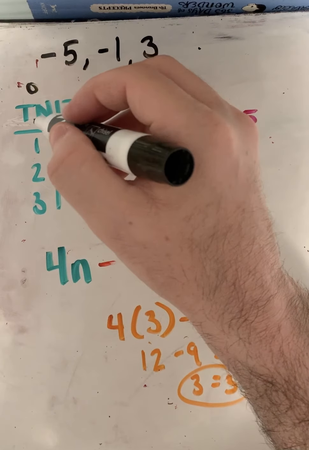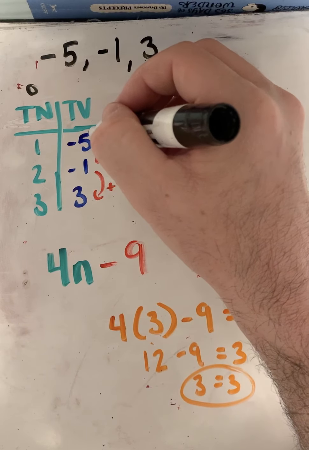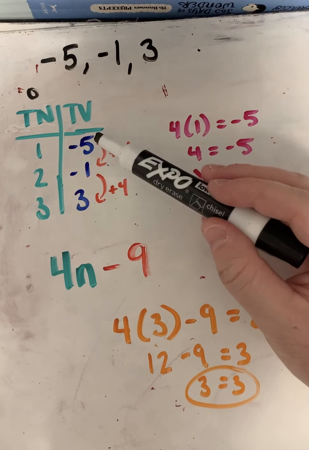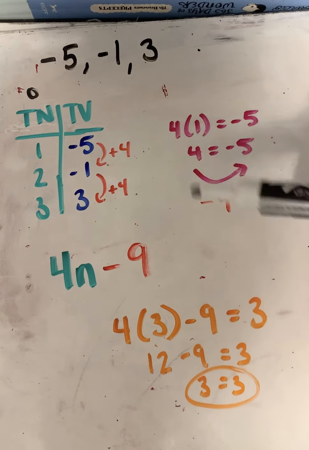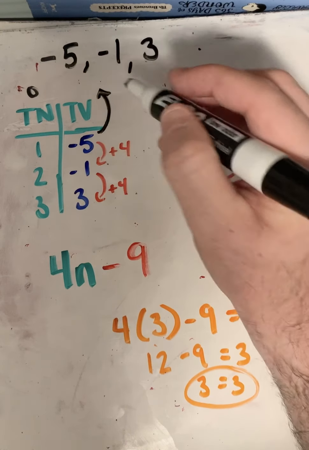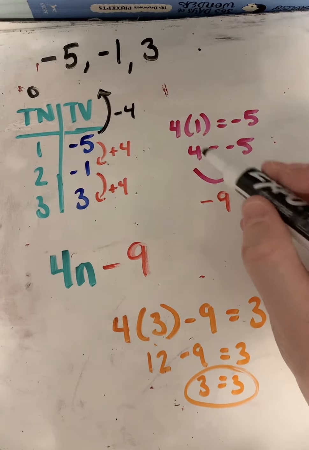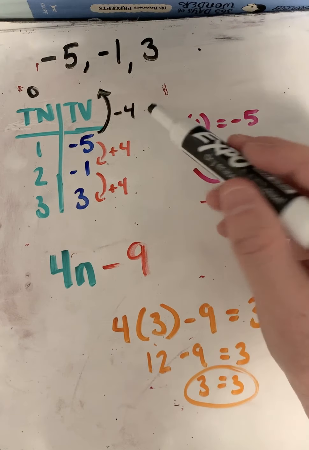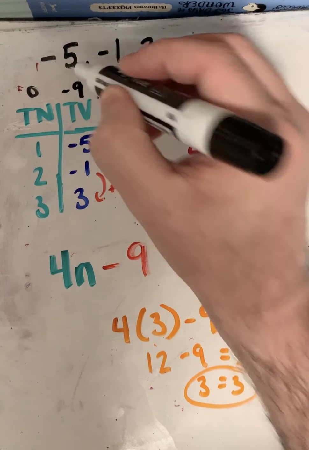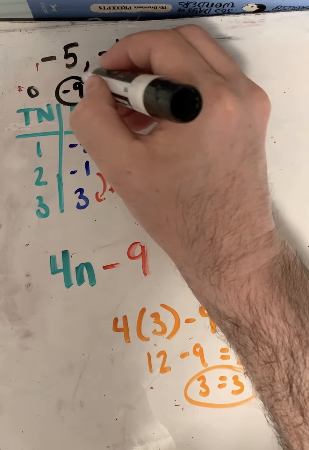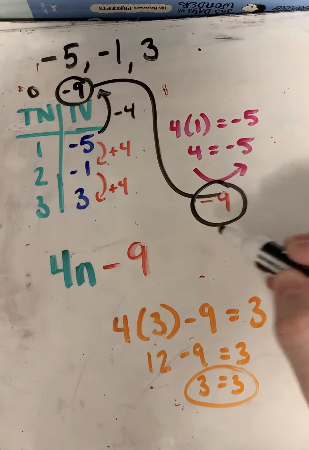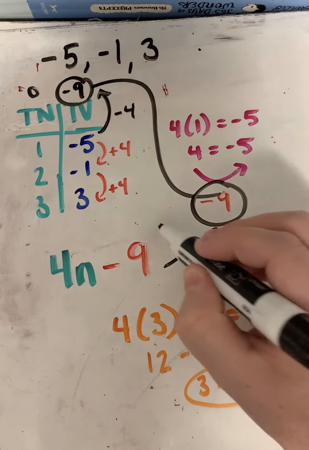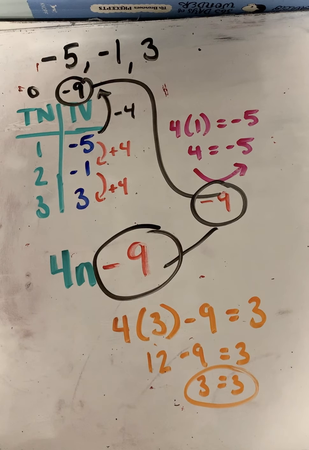So if there was a term 0, you would do the opposite of what you were doing this way. So instead of going up by 4, you would subtract 4, right? So if I wanted to find out what term 0 was, I would subtract another 4. Well, -5 minus 4 is -9. Well, what do you notice about that? That is the number that you discovered, your constant, which is what you're going to be adding into your term.